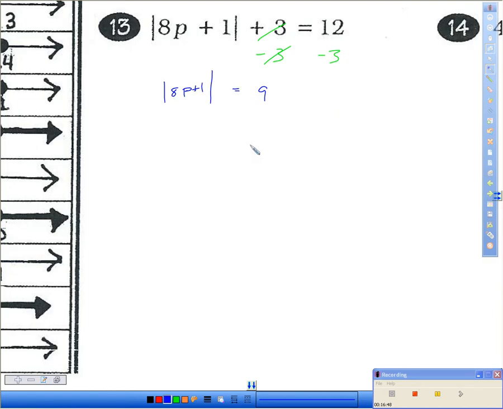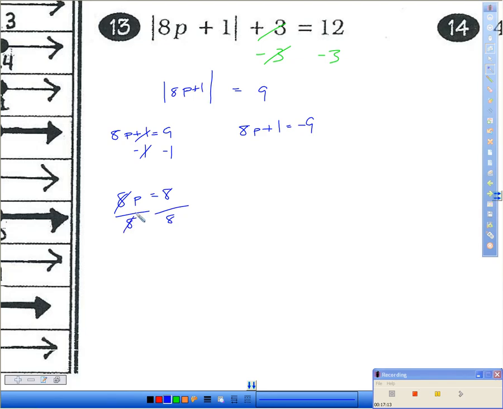We will form two equations. We have 8p plus 1 equals 9, or we can say 8p plus 1 equals negative 9. We'll solve those two equations by subtracting 1 from the left and 1 from the right. The 1s cancel, which just gives us 8p equals 8. We'll divide the left by 8 and divide the right by 8.